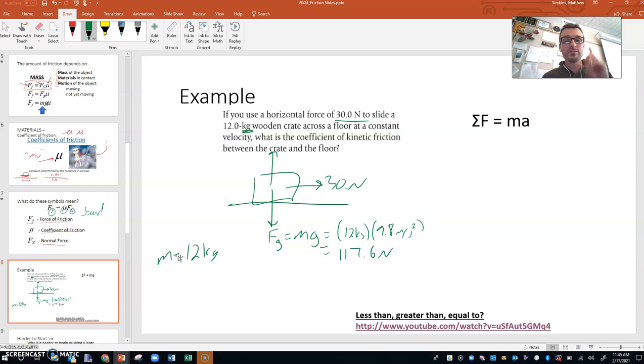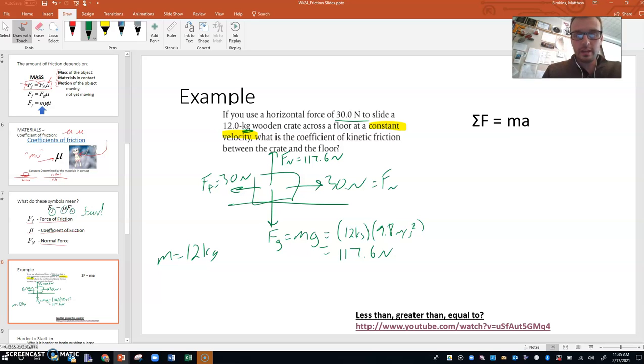And if we're on the floor, a horizontal surface, we can imply that the normal force is also equal to 117.6 newtons. Now, it does say at a constant velocity. So what does that mean? What does constant velocity mean? That means the forces are balanced. And if that's the case, then friction must be equal to 30. Remember the little short video we did in our warm-up? If the applied force is 30, and the friction force is 30, and you're moving at a constant speed, they must be equal to each other.